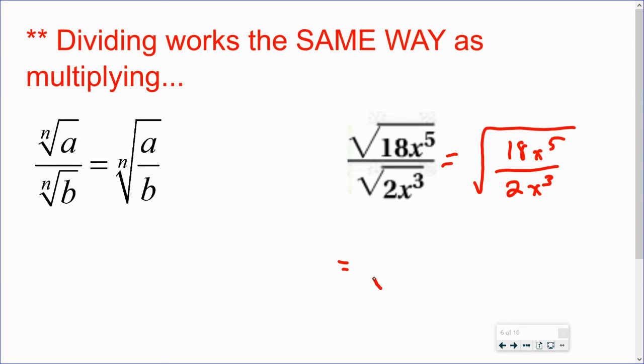Well, now I'm going to reduce this fraction. What goes into both 2 and 18? Well, 9 does. And where are there more x's? There are more x's in the top. So I got the square root of 9x squared. Square root of 9 is 3. Square root of x squared is x. So that's what that would work out to be. And I prefer to do it this way than any other way. It just kind of makes it easier for me to do this.